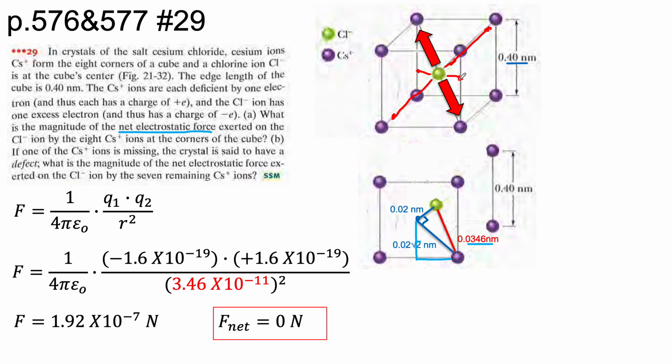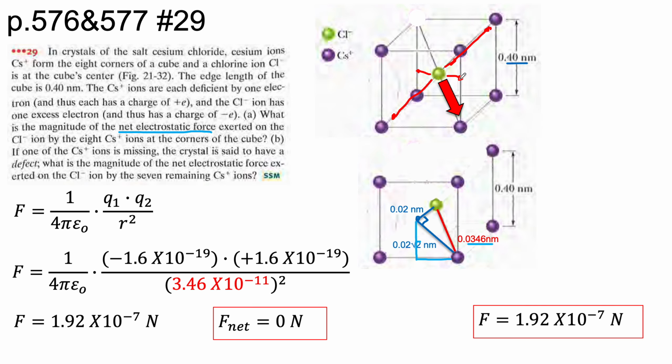In that case, we end up with this. So let me take out that top corner. What does that do? It immediately removes that force. Now, all the other ones are balanced, but now we have this unbalanced force, and that is going to be now the net force on the chlorine ion, and it is going to be exactly that, assuming that the crystal doesn't change its geometry. So the answer to A, 0. The answer to B, 1.92 times 10 to the minus 7 newtons.